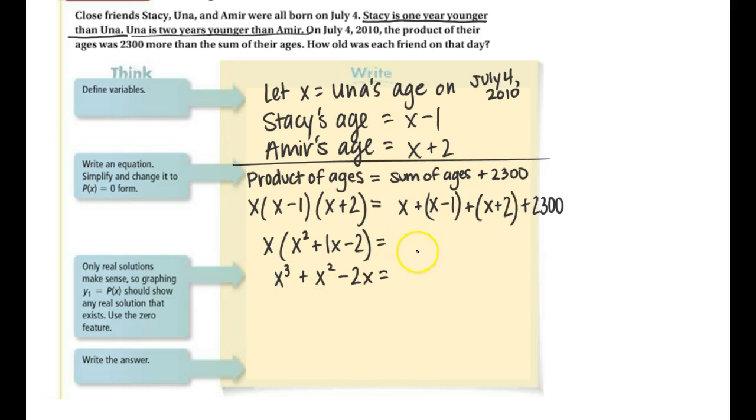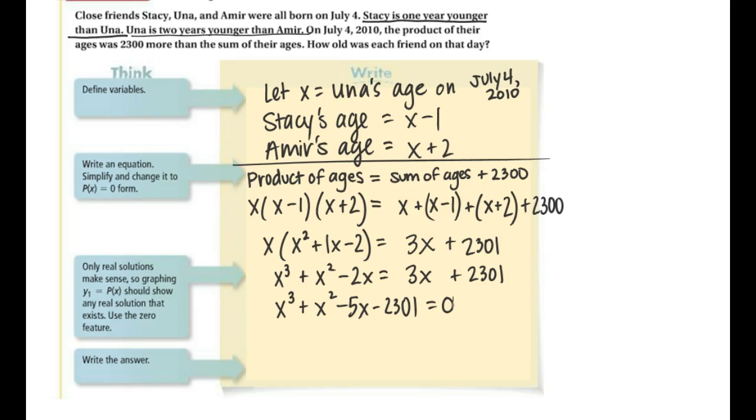On the right side, I'm going to combine like terms by adding. So we have 3x plus 2,301. And I'll drop that down one more time. And now we want to get it in standard form, which means we want to get all the terms on the left side and set it equal to 0. When doing opposite operations, I get a polynomial of x cubed plus x squared minus 5x minus 2,301 equals 0.